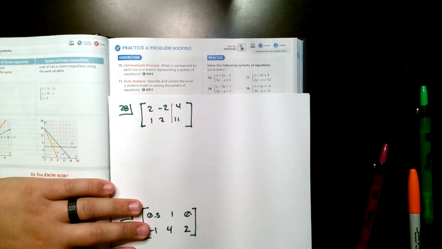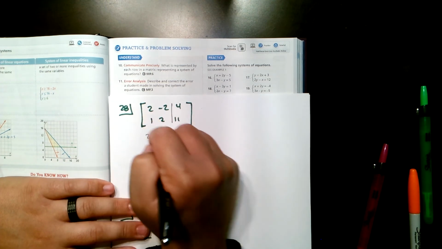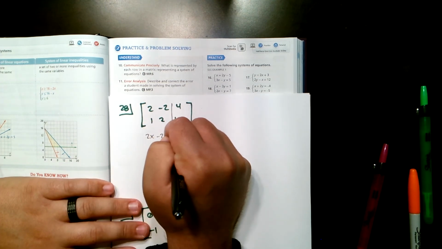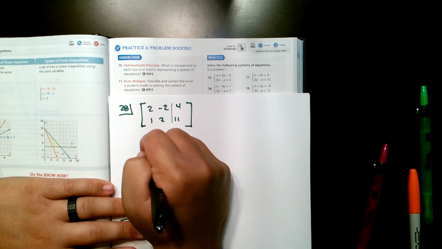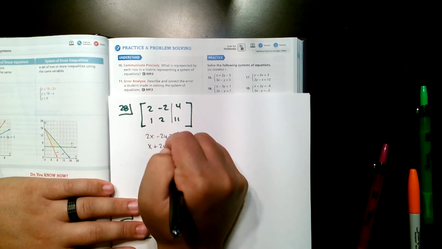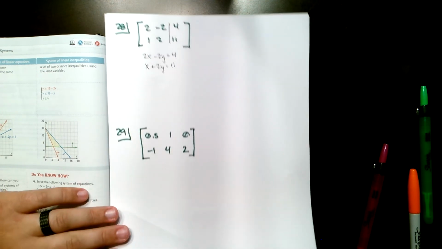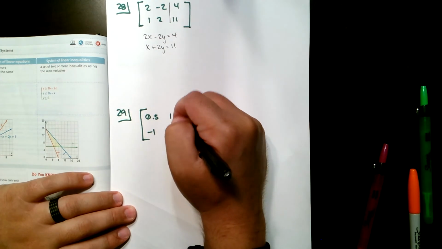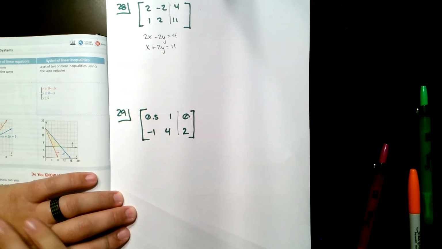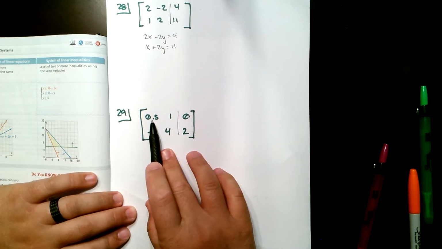They're specifically saying this is an augmented matrix. I'm not sure why they don't have their line here for the equals part, but they should. Maybe it was just a mistake in the text. So I'm going to go ahead and add that line. So I have 2x minus 2y equals 4. And then I have x plus 2y equals 11.